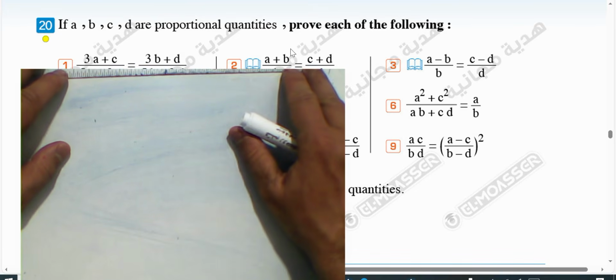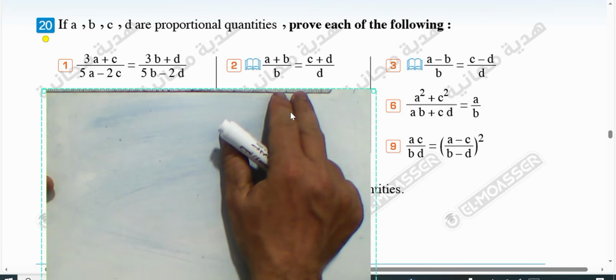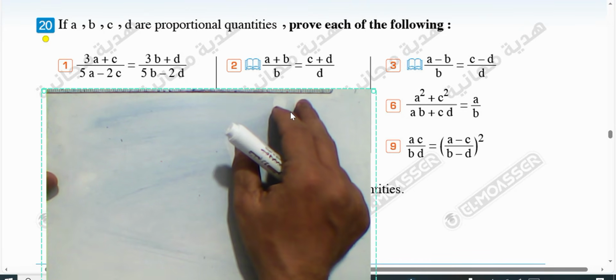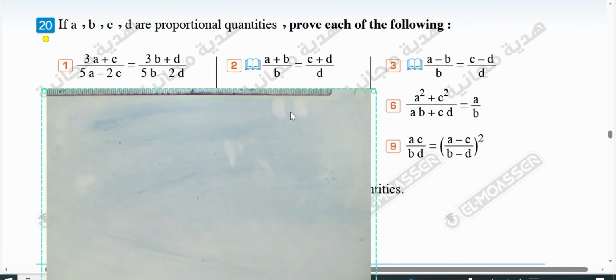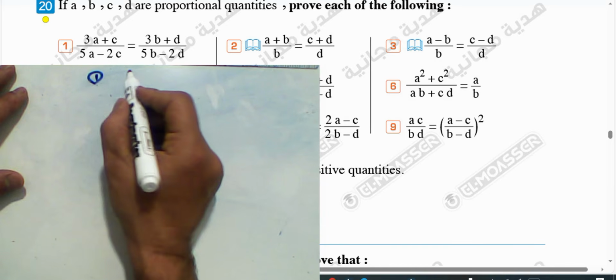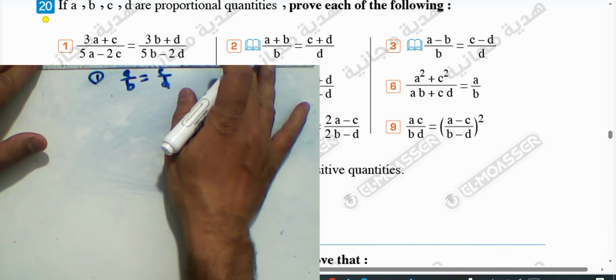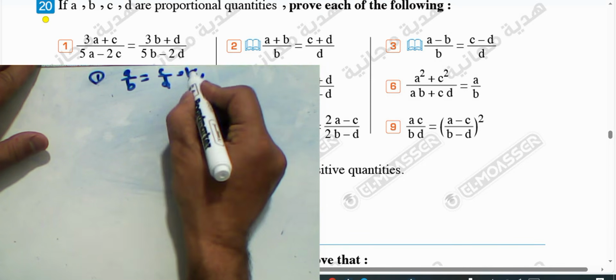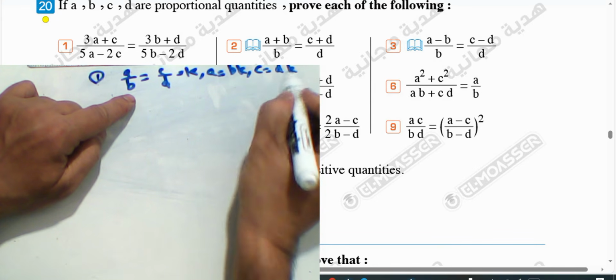Next question here, number 20. We have A, B, C, D are proportional quantities. Prove that the following are equivalent. First step, we can prove that by writing A over B equals C over D equals a constant. Number 1, A over B equals C over D. Put the constant K, and the value of A equals B times K and C equals D times K.